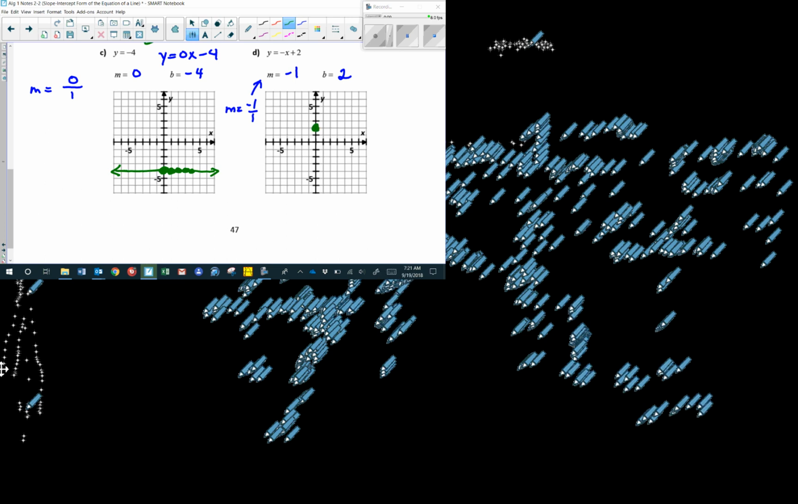The y-intercept is positive 2, so we'll go up from the origin, and then plot other points by going down 1 and right 1, down 1 and right 1, until I've gone all the way to the end of the grid. Or we can plot in the other direction and go up 1 and left 1, all the way to the end of the grid. Then we can connect the points and put arrows on the end.